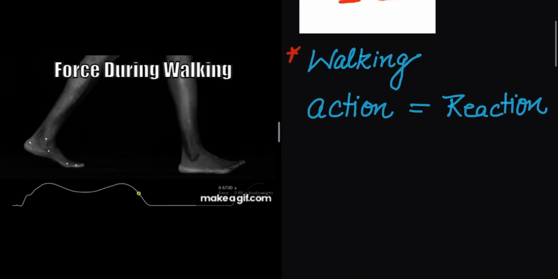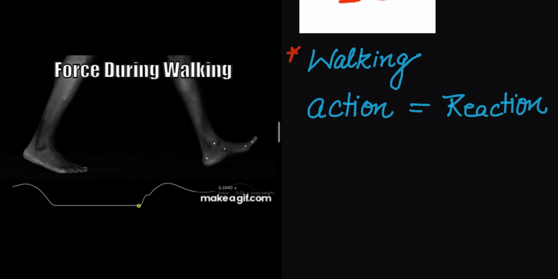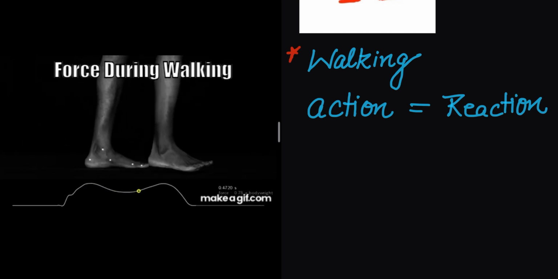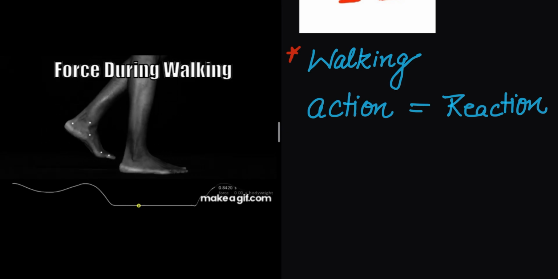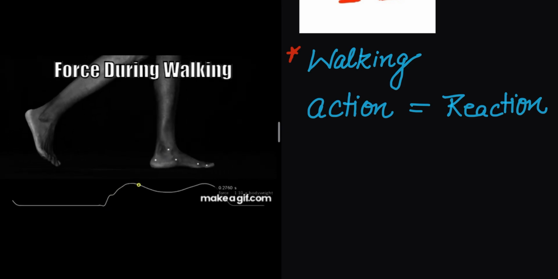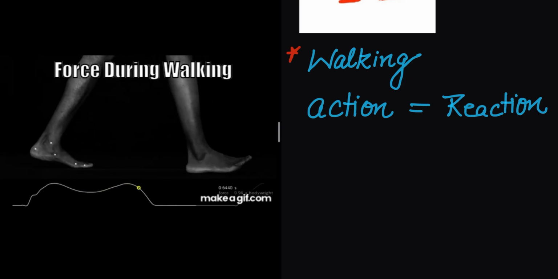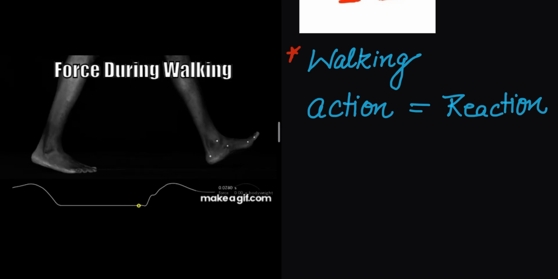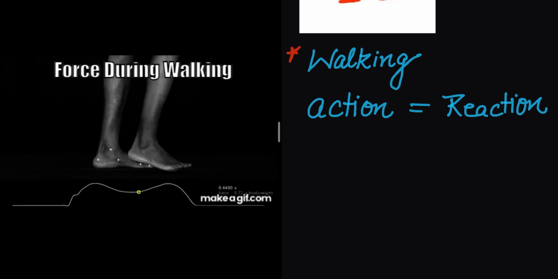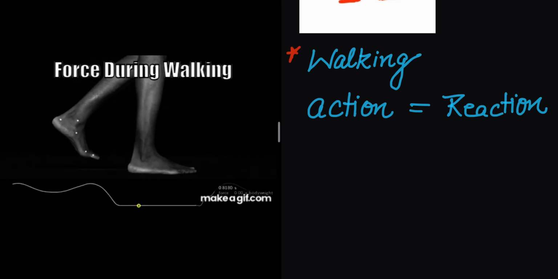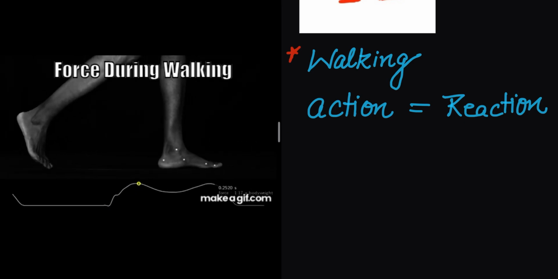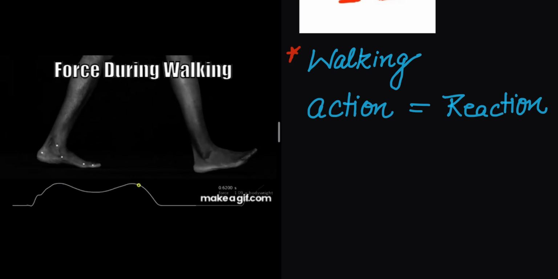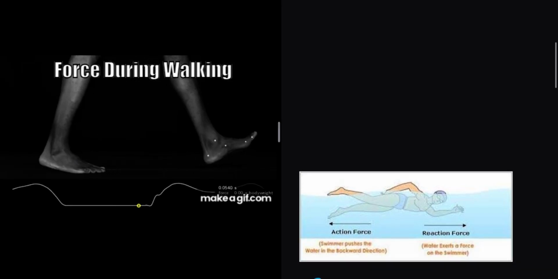Now I think walking is clear to you. What happens if the ground is slippery or covered with snow or sand? Then in that case we exert a smaller force in the form of backward action on the ground. So that's why the forward reaction of the ground will reduce accordingly. Clear? Let's move to the next example.